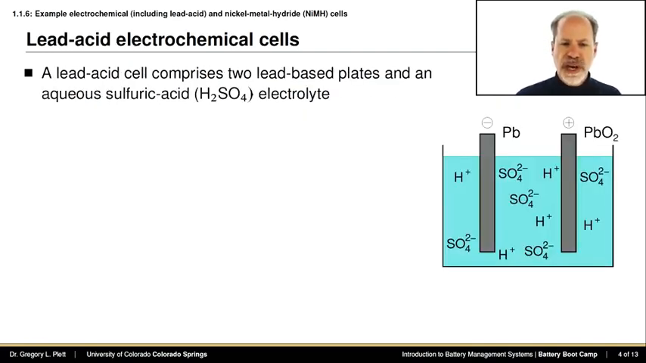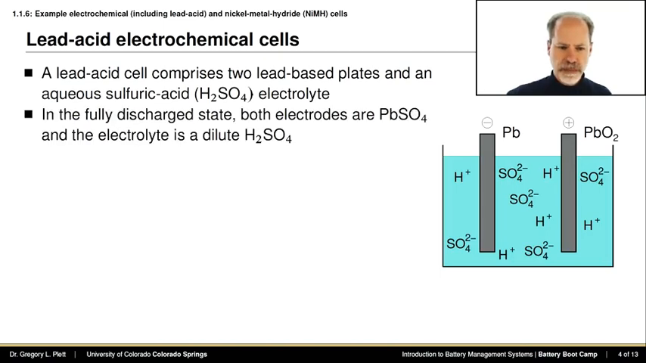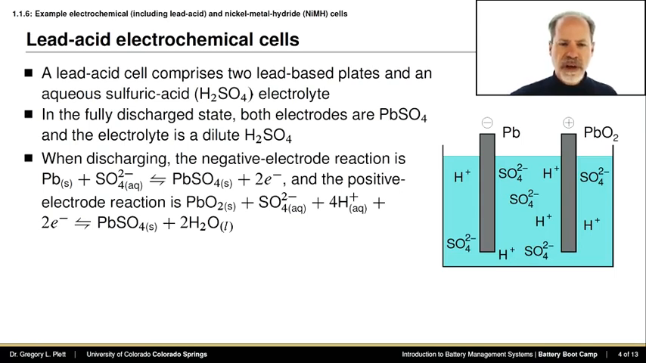We now start to look at our second example, which is a lead-acid battery cell. Both electrodes in a lead-acid battery cell are made from some metallic lead-based plates, and the electrolyte is sulfuric acid in an aqueous solution, in other words, dissolved in water. When a lead-acid cell is fully discharged, then both electrodes are lead sulfate, and the electrolyte is a dilute solution of sulfuric acid.